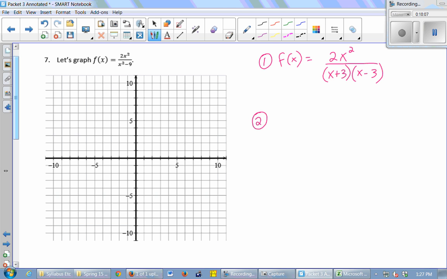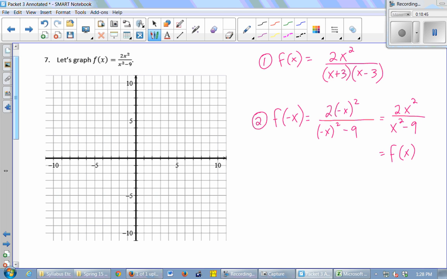So to check for symmetry, I plug in a negative x, right? So this is going to be 2 times negative x squared over negative x squared minus 9. So just in my original function, I replaced each x with a negative x. Okay. And what do you get when you square negative x? Positive x squared. So this is 2x squared over x squared minus 9. That is my original function, right? I got the exact function I started with back.